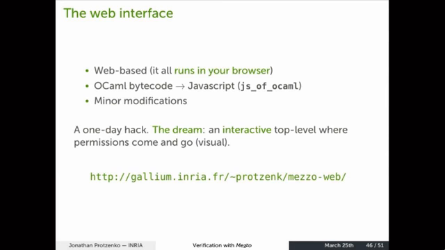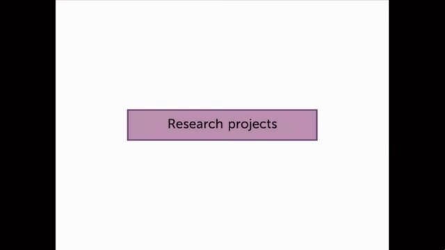The web interface that you saw, it all runs in the browser. I've compiled the Mezzo type checker into JavaScript using a tool called js_of_ocaml, and it only required minor modifications. Our dream is to have an interactive top level where you can go back and forth and explore the permissions as they come and go in a visual manner. I think I'm reaching the end of my allotted time, and that thing does not seem to be intent on loading.